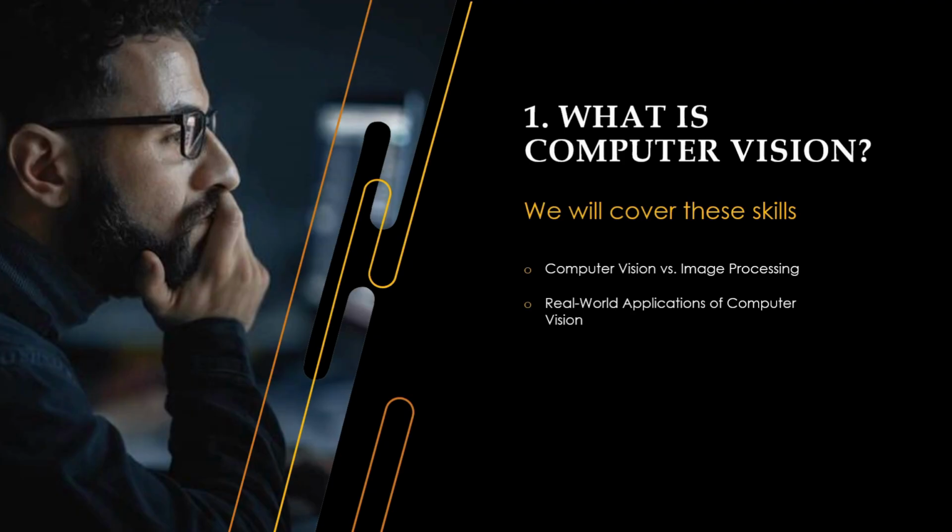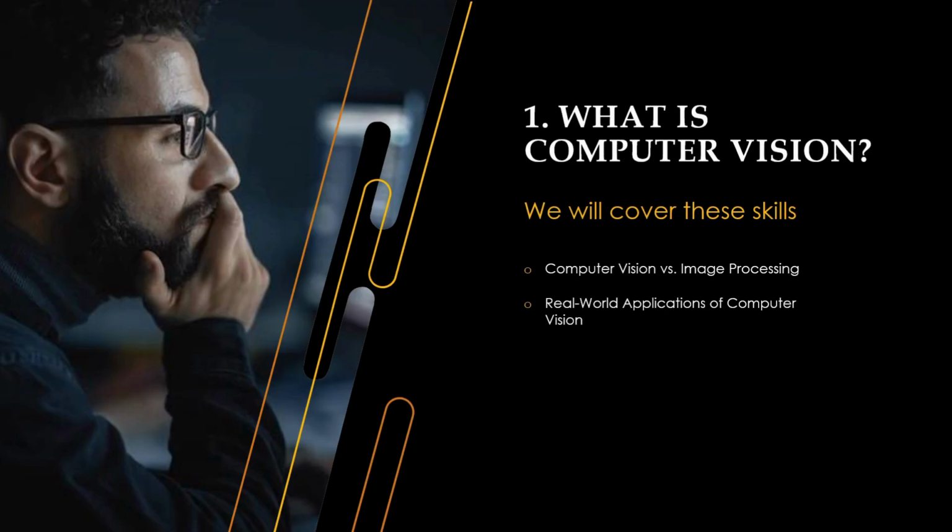What is computer vision? Computer vision is a field of artificial intelligence that enables computers to see, process, and understand visual information from images and videos. Just as humans use their eyes to observe objects, identify faces, recognize patterns, and understand their surroundings, computer vision enables computers to perform similar tasks using cameras and digital images.